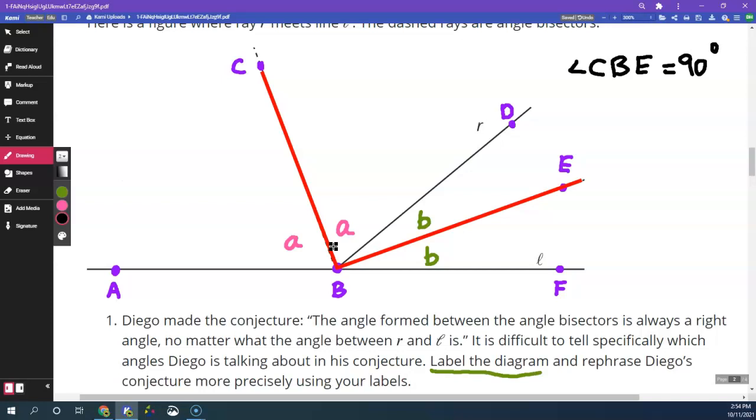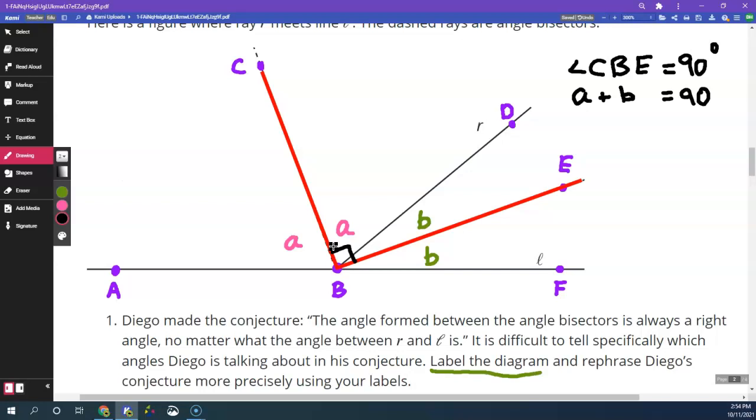And CBE is equal to, right here, this right angle has 2 smaller angles, right? A and B. So another thing he's saying is A plus B is equal to 90. That's what we're trying to prove. If we can get to do some processes and prove that that A plus B equals to 90, we'll have proved Diego's conjecture.